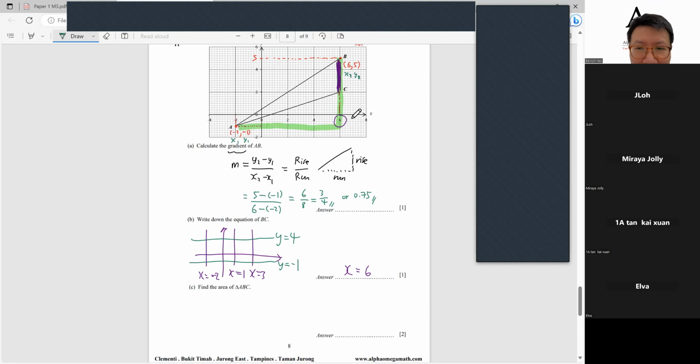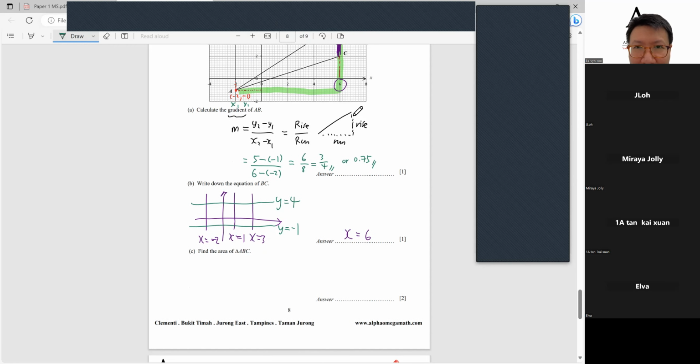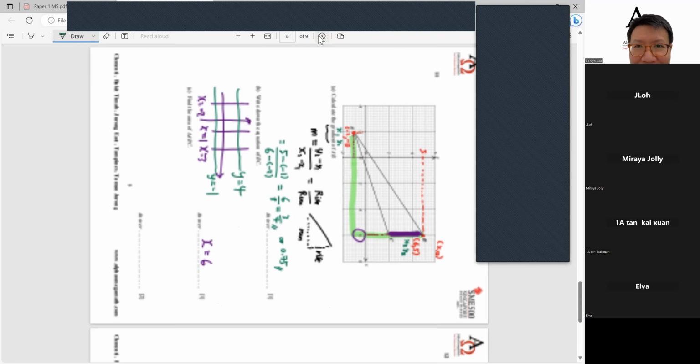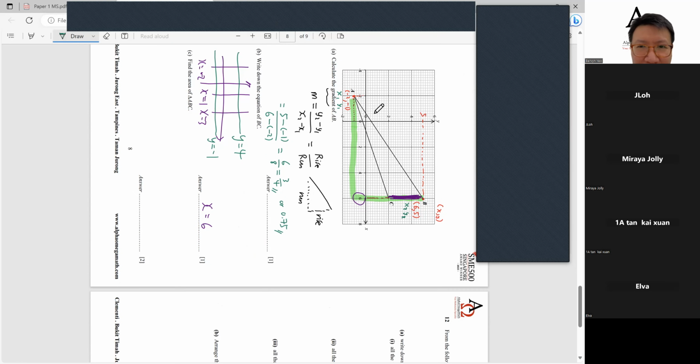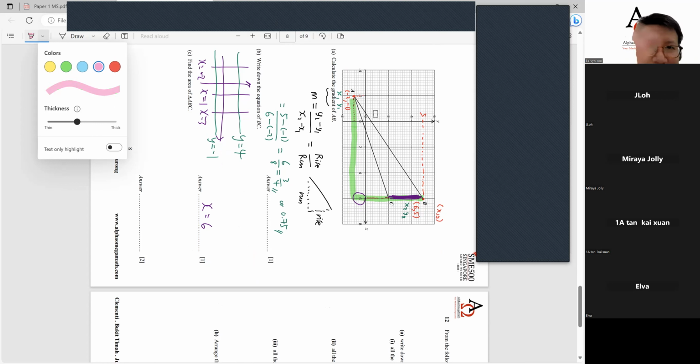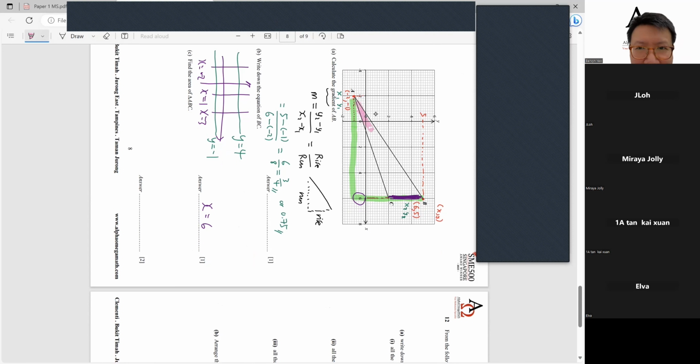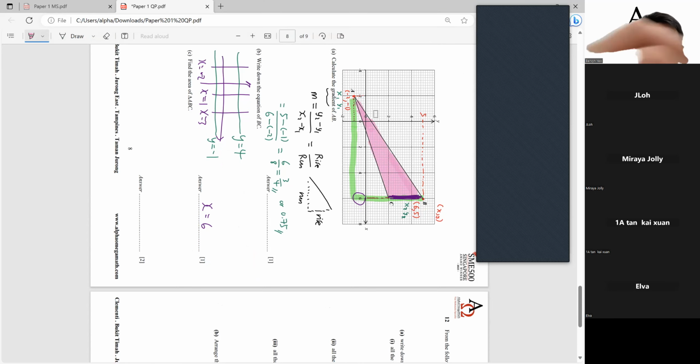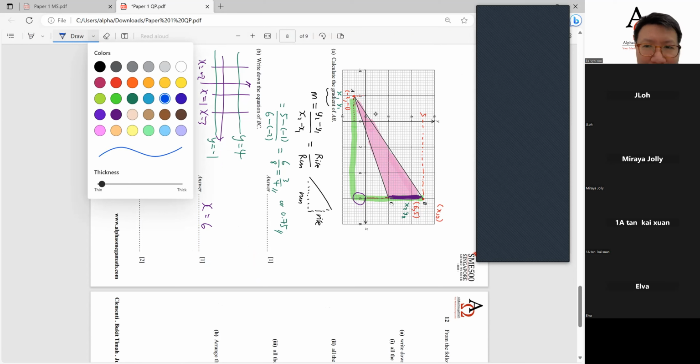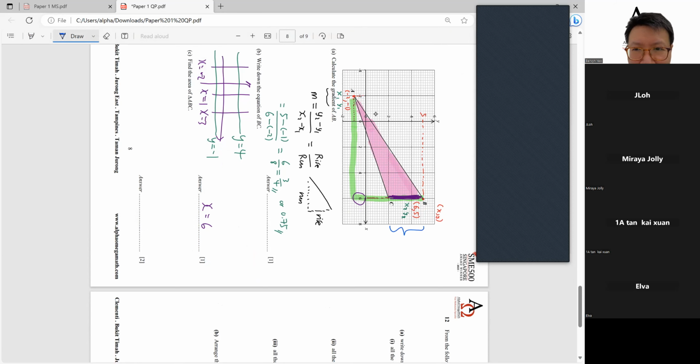To find the area of triangle ABC, we can use half times base times height. I will turn my paper around so you can see more clearly how to find the area of this triangle here. Okay, triangle ABC, right? If you look very carefully at the diagram, the base of the triangle is from here to here. If you go and count, this is 2.5 units.